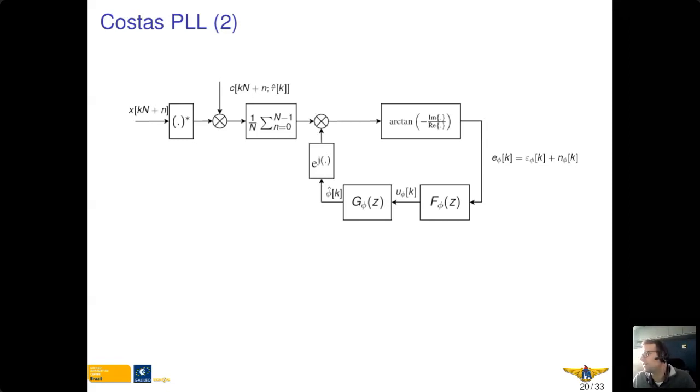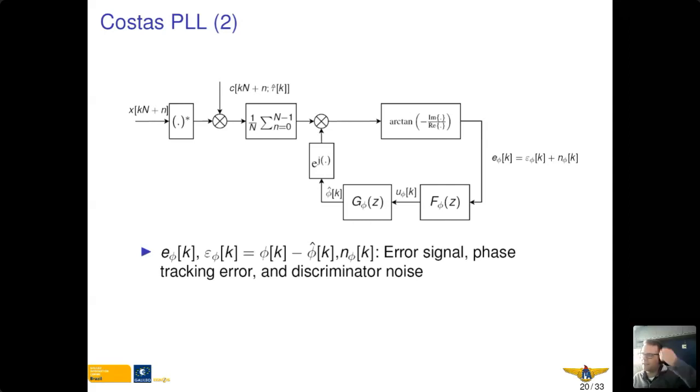We have here also the error signal at the output of the arctangent. This is then the phase error. This error signal is composed of the phase error epsilon phi, which is phi at k minus phi hat at k, and we also have noise, the discriminator noise. We also have here a loop filter that is usually used to reduce the noise of the discriminator output, so to make n phi smaller.